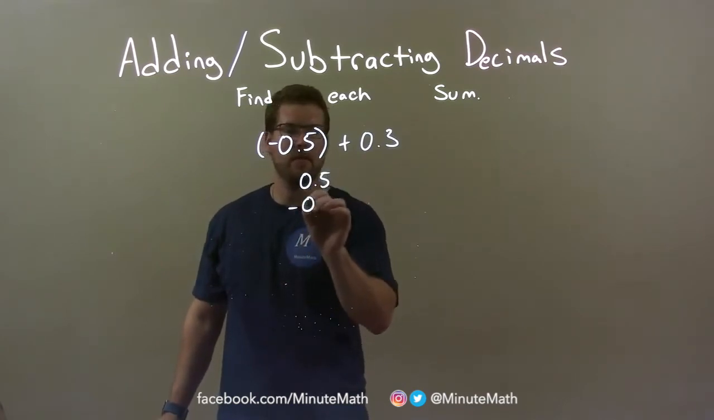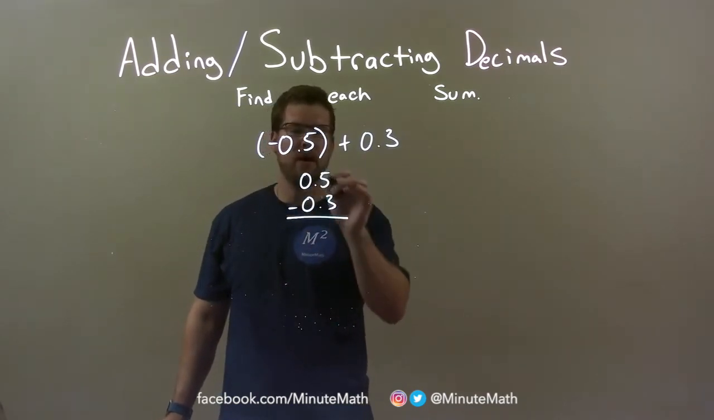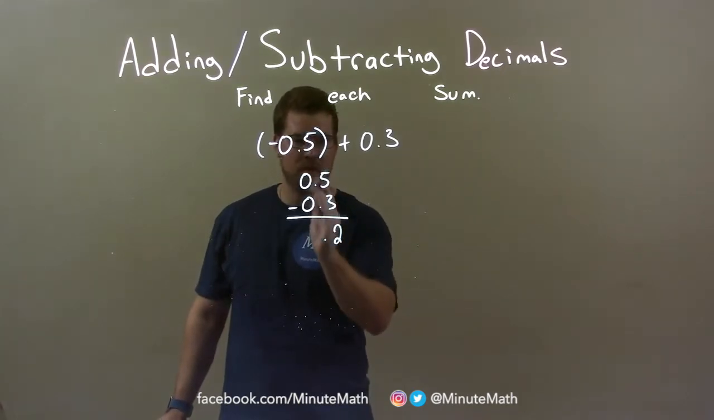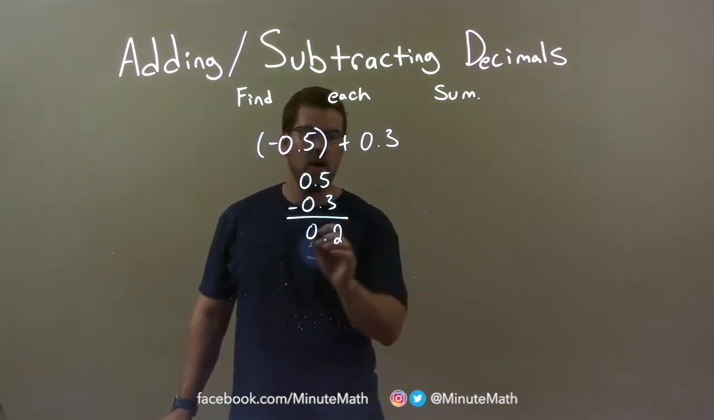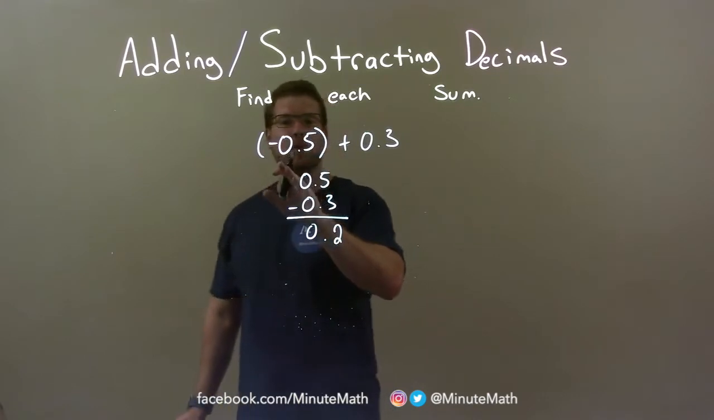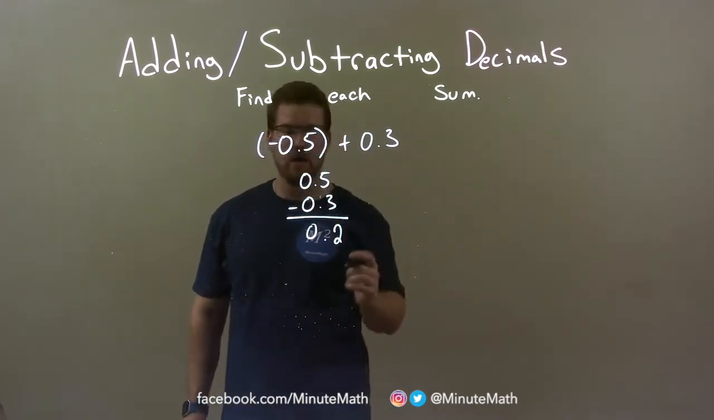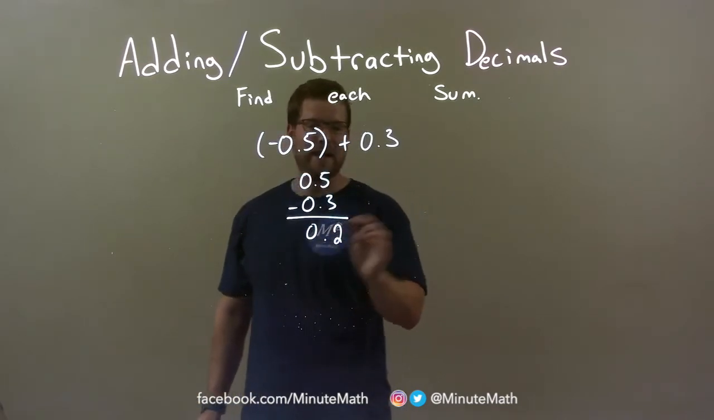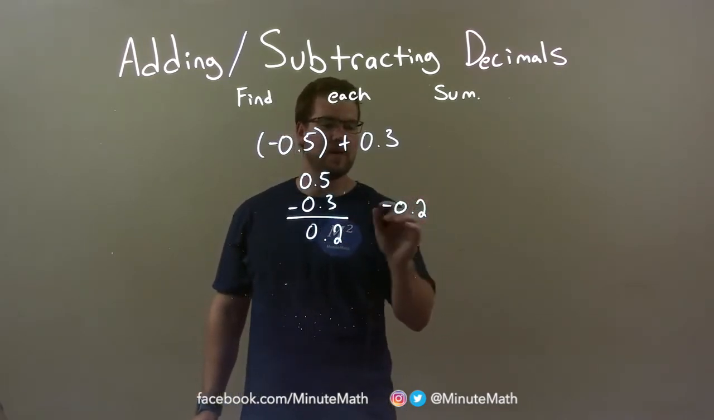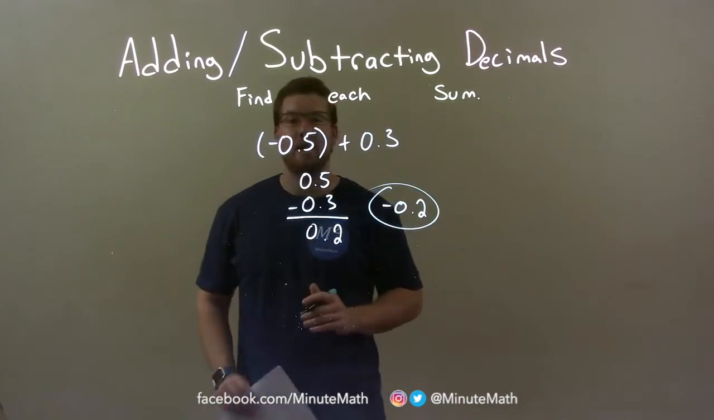0.5 minus 0.3. 5 minus 3 is 2. Keep the decimals lined up. 0 goes down. But again, like I said, since 0.5 was negative and was larger than 0.3, think of the absolute value of it, we have to make it negative, so it's 0.2, but it's negative 0.2. And that is the final answer.